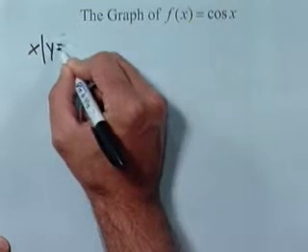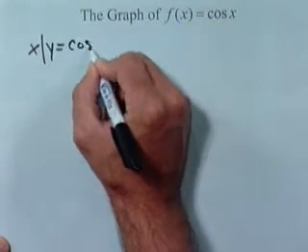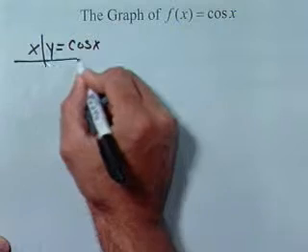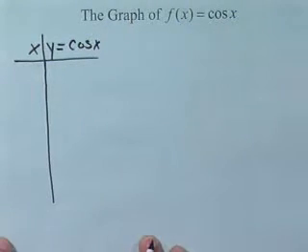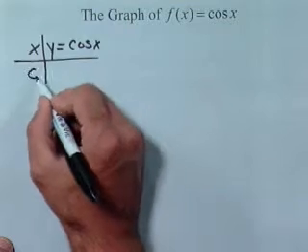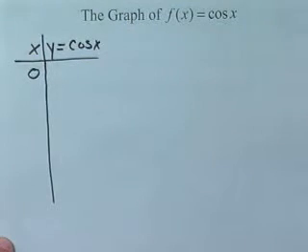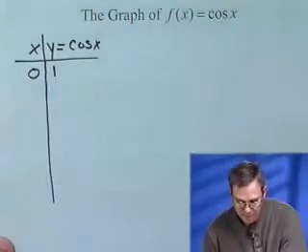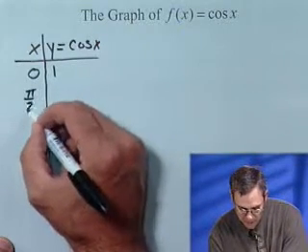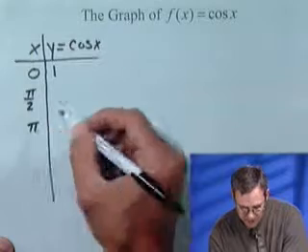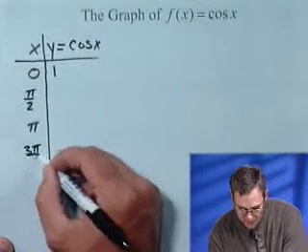We'll randomly choose some x values, and we'll figure out what the corresponding cosine of those x values are. And we'll start with 0. Remember, the cosine of 0 is 1. Okay. I'll choose pi halves, pi, 3 pi halves.